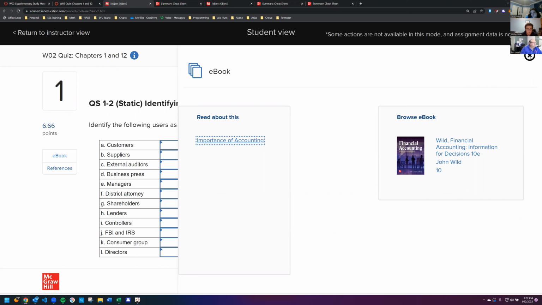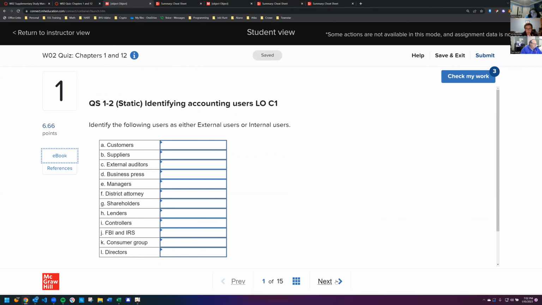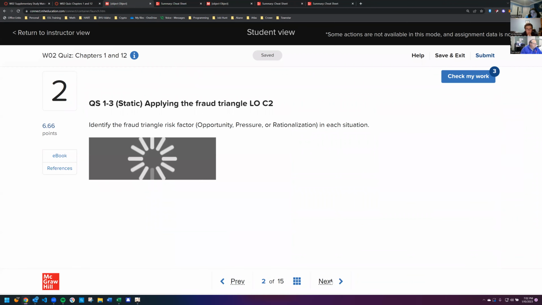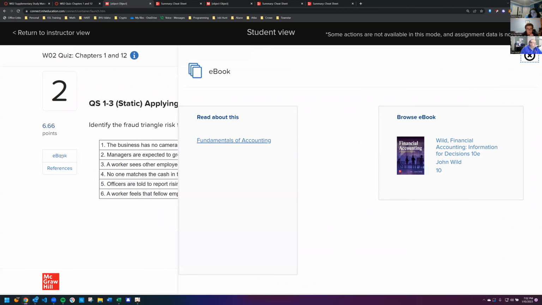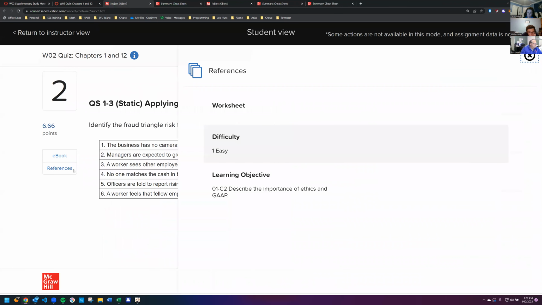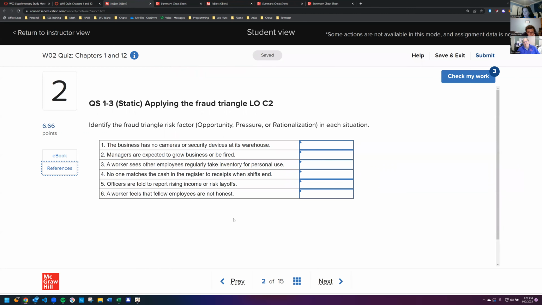I just presume I know what I'm going to be tested on, so I just have the cheat sheet open and ready to go. But if you need further information directly from this, then, the importance of accounting, right? What's one of the other ones? Like this one, it says what you got here. You can go to the ebook, Fundamentals of Accounting, same thing. References, okay, it tells you to describe the importance of ethics. So if you need to do a search. Summary cheat sheet. What do you know?